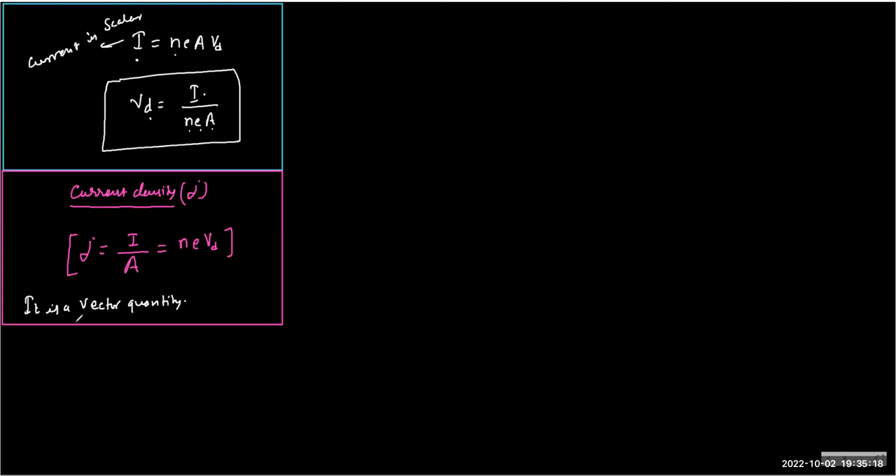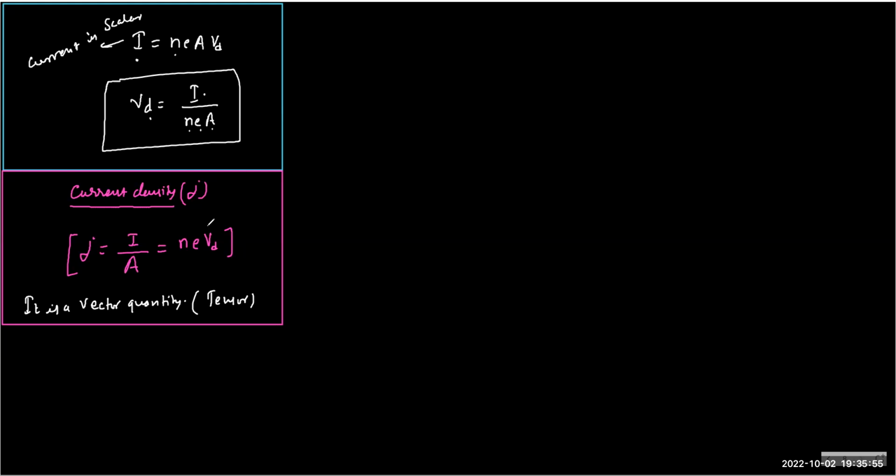And in fact, current density is called a tensor. In a more generic sense, it is a tensor. In the International Physics Olympiad, there was a question on current density which we were supposed to solve using the idea of a tensor. It's not difficult, but it's not easy for any beginner. So keep it as a vector quantity; tensor is too much. So J is nevd.